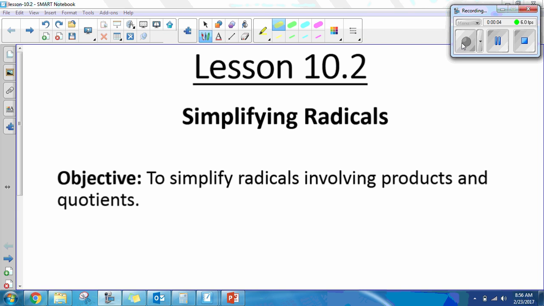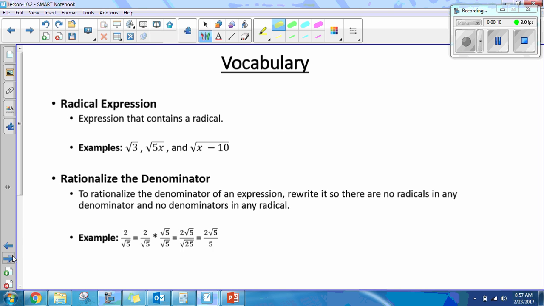This is lesson 10.2, simplifying radicals. Your objective is to simplify radicals involving products and quotients. Vocabulary. Radical expression is an expression that contains a radical. Here are some examples.